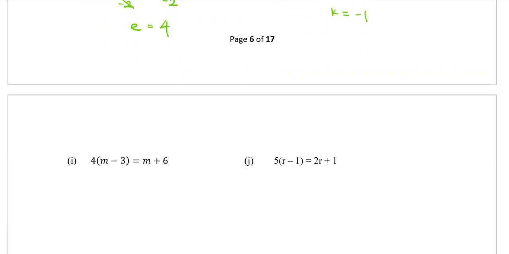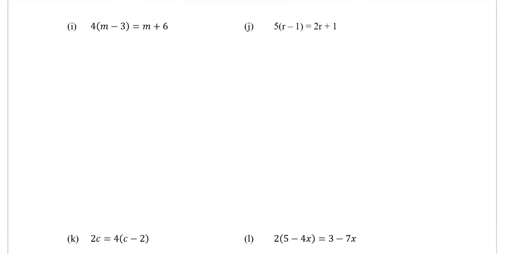On the next page, we are going to do some of these with brackets in them as well. And we learned about expanding brackets when we did algebra. So hopefully you haven't forgotten. When you see the brackets in the equation, the first thing you should do is expand them. So we are going to multiply the 4 with the m to get 4m, and then minus 4 times 3 is 12, equals m plus 6. So there was no bracket on the right hand side, so that just stayed the same.